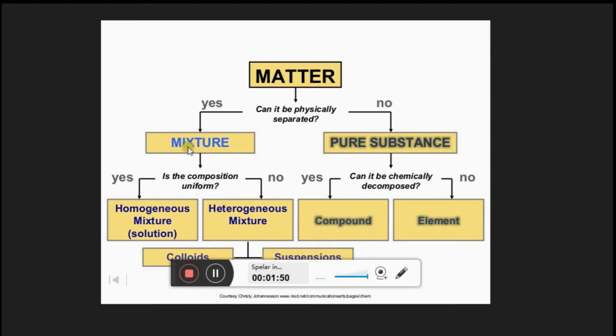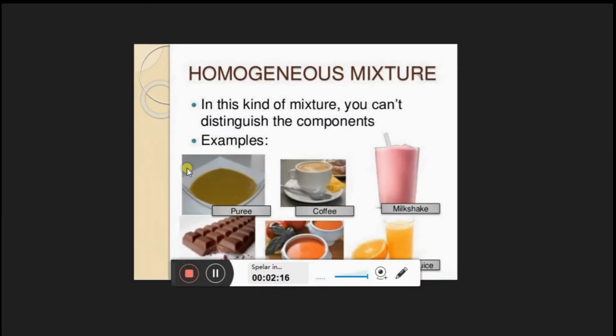Now the next one is the mixture. What is a mixture? Mixtures have variable compositions and may be homogeneous or heterogeneous. A homogeneous mixture is uniform everywhere, and heterogeneous mixtures are further divided into two, that is colloids and suspensions. Next we talk about what a homogeneous mixture and a heterogeneous mixture are.